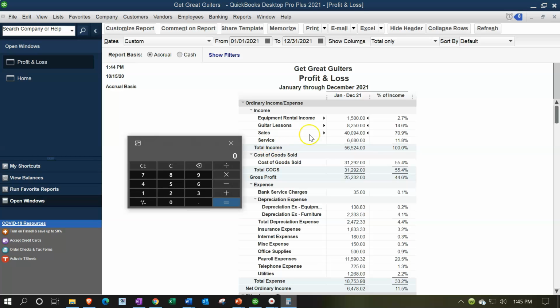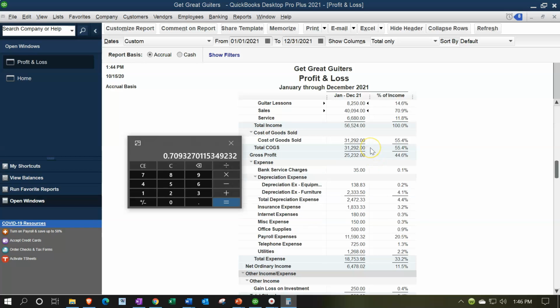We can obviously do the same thing, which would be the 40094 divided by the total income 56524, and that would give us our 70.9% on the sales. So if we add up all of our sales items, that will of course add up to 100% of the sales items. But also notice on the expense side, then you might be saying, well, why don't I do that same thing on the expense?